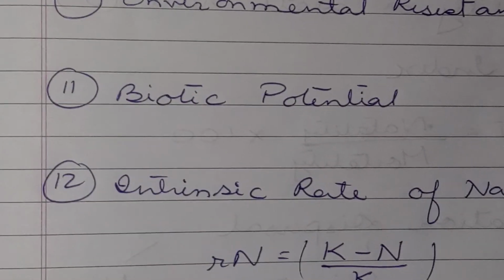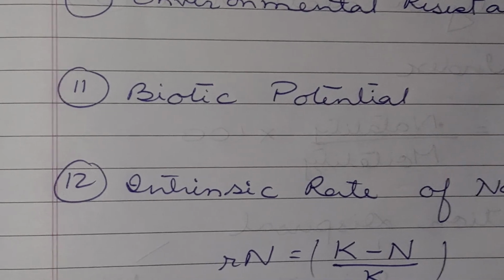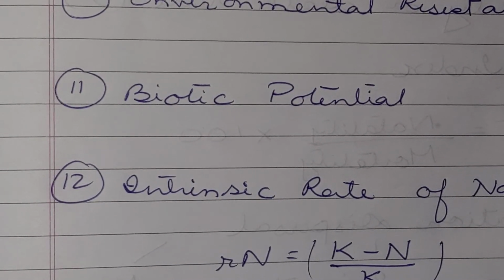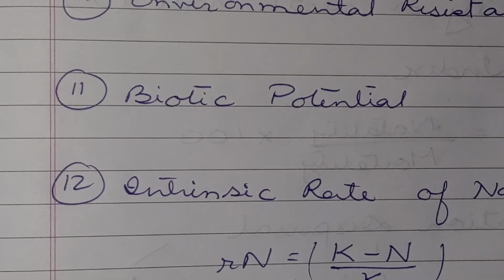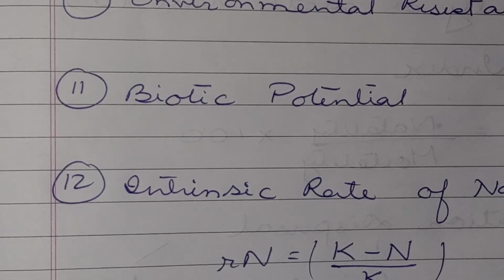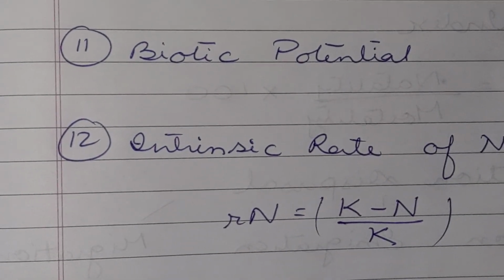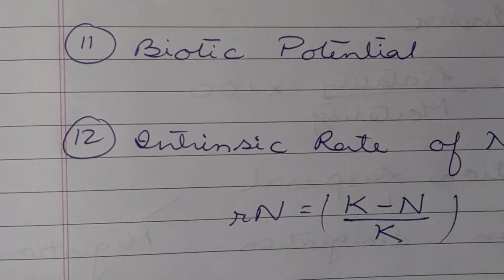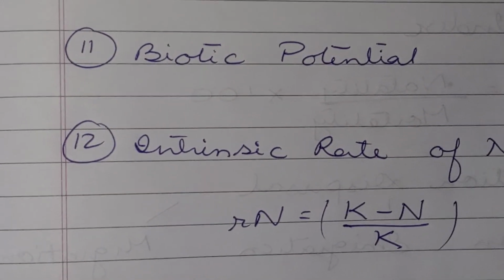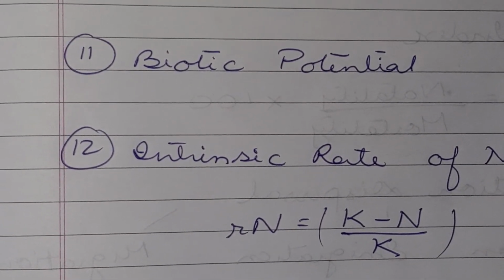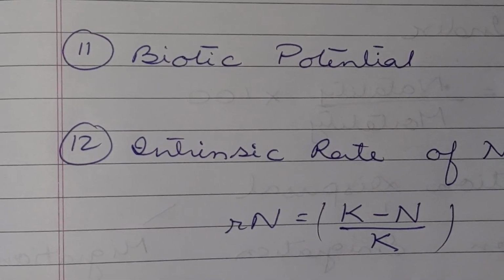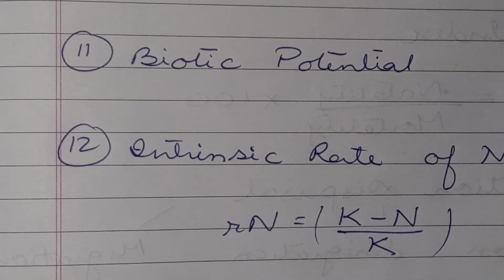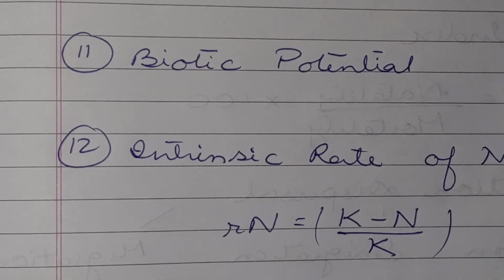And the last one is the intrinsic rate of natural increase. This is also known as per capita increase in population, and it is optimum with environmental conditions favoring maximum natality and minimum mortality. It is denoted by this formula: r is the rate of natural increase, the intrinsic rate of natural increase, N is the number of individuals, and K is the carrying capacity. This particular factor favors maximum natality, birth rate, and minimum death rate. So all these are the important points regarding the population attributes.